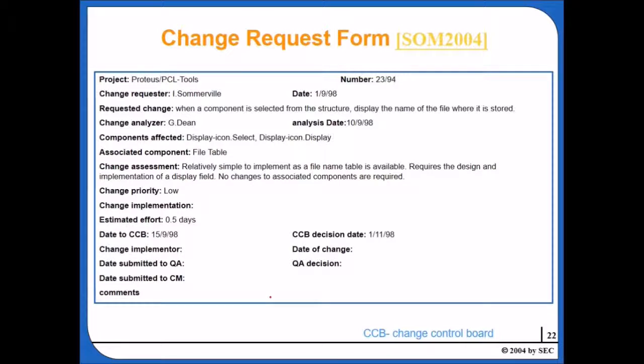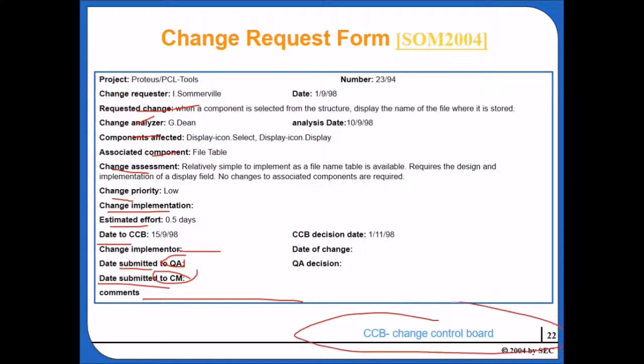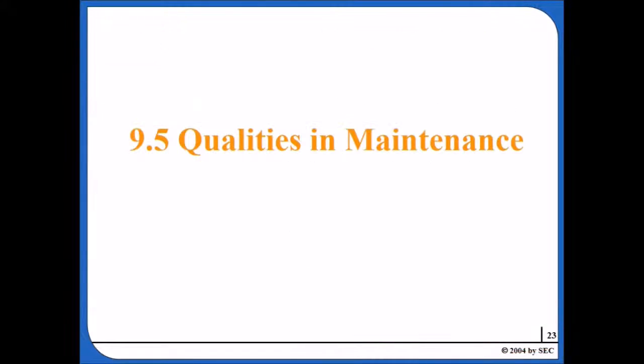So this is a type of change request form. You have the project, change request, requested change, who the change analyzer is, the components which are going to be affected, the associated components, the change assessment, the change priority, and the change implementation: how many estimated days it will take, who is going to make the change, the implementer name, and the date submitted to quality people, then the configuration management, the date submitted to configuration management, and comments. This is the change control board, and this is the change request form.